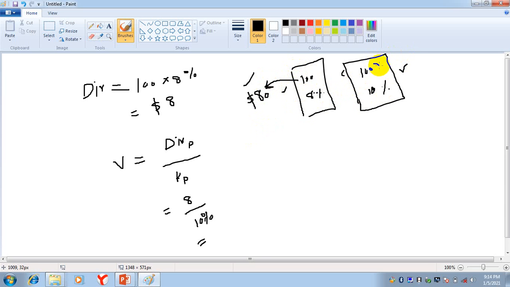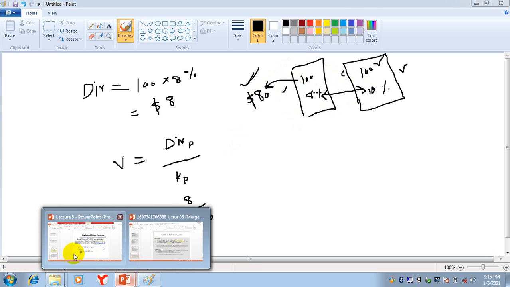People will pay $100 for this and people will pay $80 for this. So the difference, $20, will be covered in this. The difference of interest will be covered in this discount, $20 discount.